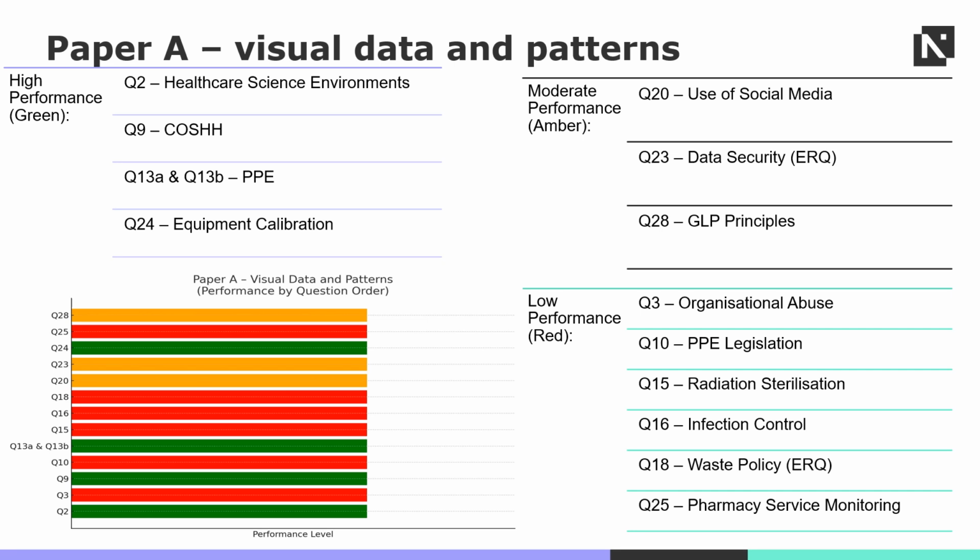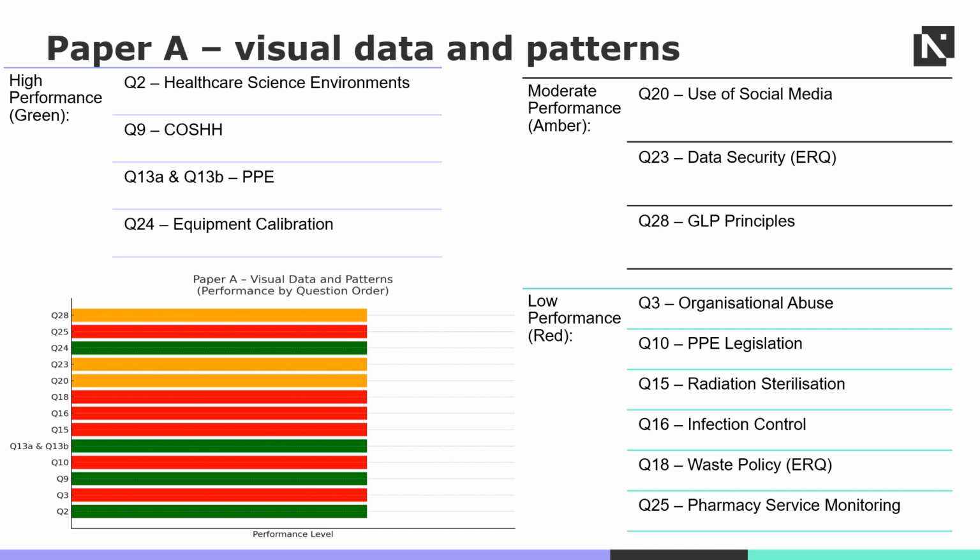This slide presents a visual overview of question level performance in core paper A. Starting with the green zone, students showed strong recall and understanding on straightforward knowledge-based items, like question 22 on healthcare science environment, question 9 on COSH regulations, and question 13A and B, which explored PPE identification and use. Responses to question 4 concerning equipment calibration also indicated secure understanding.